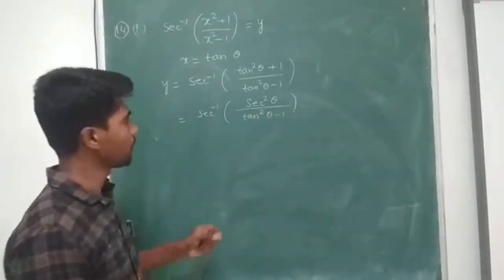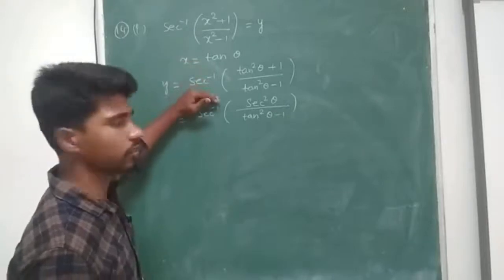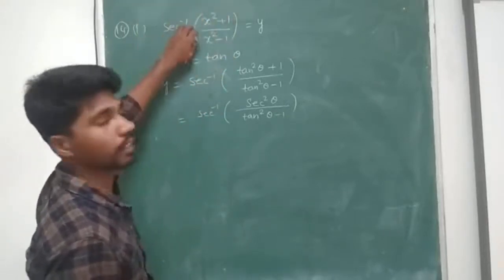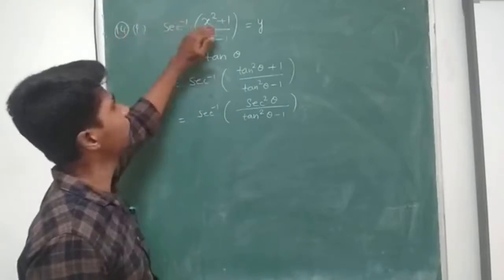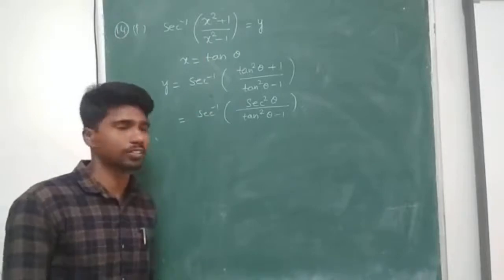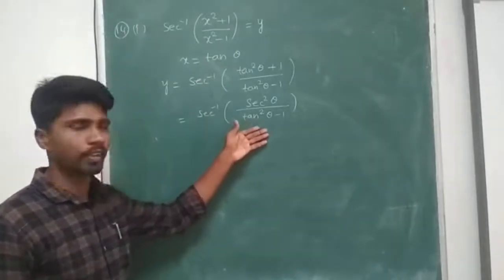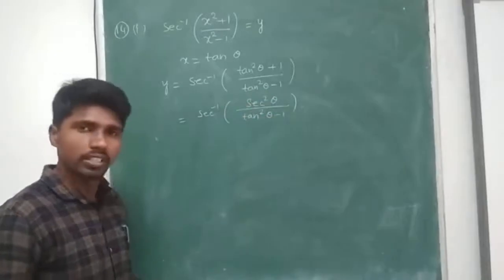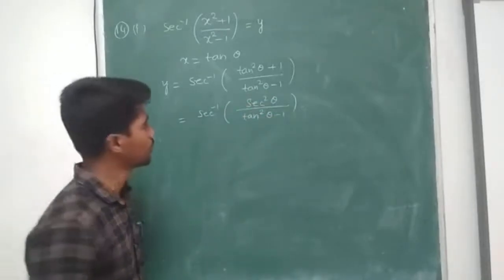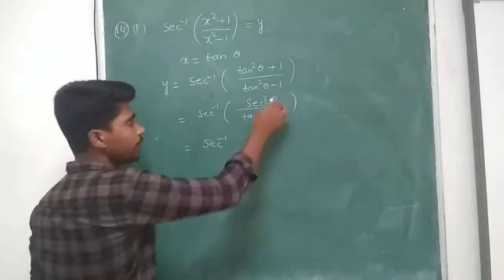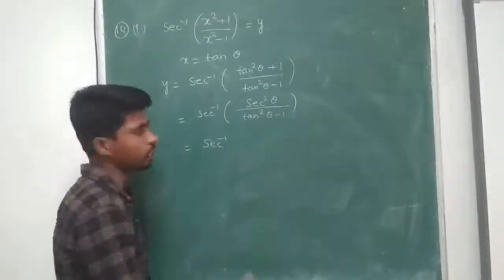Now, all these are things we are doing to convert this particular thing in terms of secant theta, because we can write secant inverse of secant theta as theta. So I am checking in that way. I got till here and I am not able to express this in terms of secant theta. So I still have to do simplification. What simplification can I do? I write everything in terms of sine and cos.